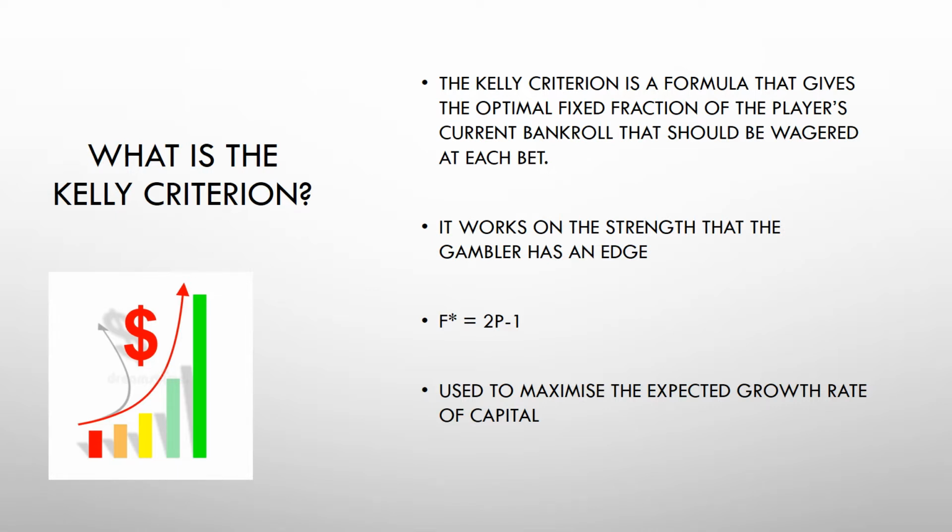The Kelly criterion can only be used when the gambler has an edge, so this is when the person knows that the odds are slightly better than the odds being offered. Someone will have an edge if they know that the coin is biased, for example, so the formula is f star equals 2p minus 1. Kelly's criterion is typically used in blackjack or sports betting. It can also be used in the stock market, where the main objective is to invest so as to maximise the expected growth rate of capital.